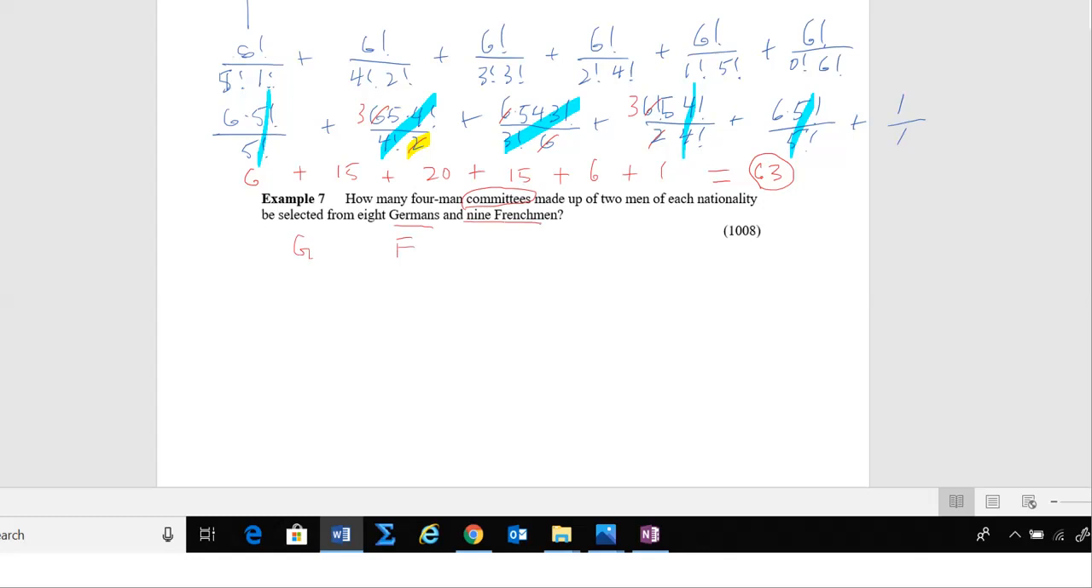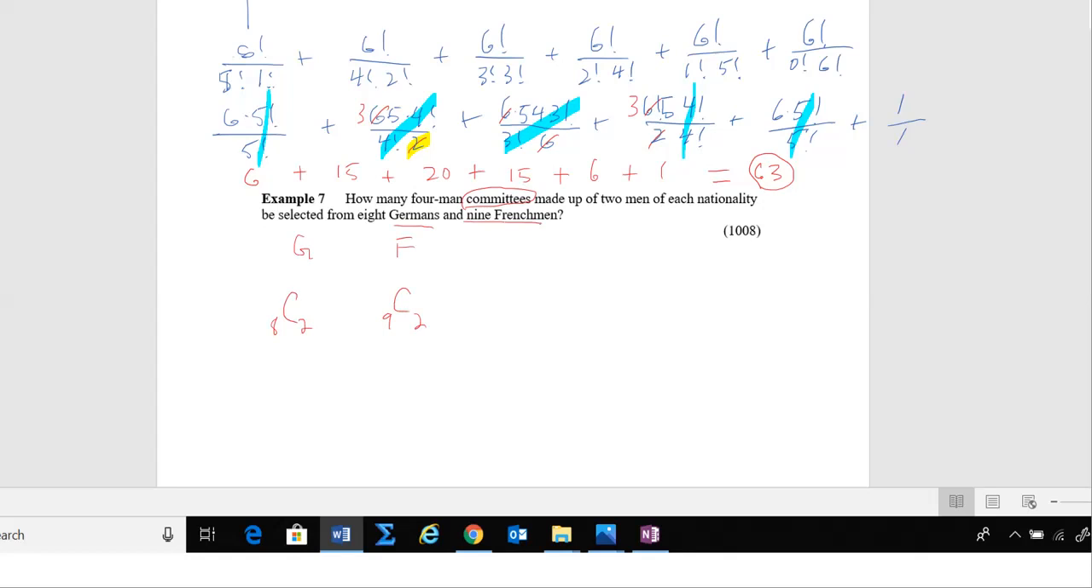And we're going to figure out, first of all, how many ways you can select the 2 from the Germans. Well, they have 8, and we're only going to select 2. And for the Frenchmen, they have 9, and we're going to select 2. Okay, so if all we wanted was that, then we'd have 2 separate answers. But now we're going to join them together, because we're going to make a committee out of these.